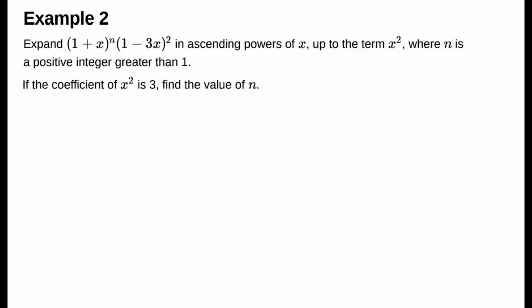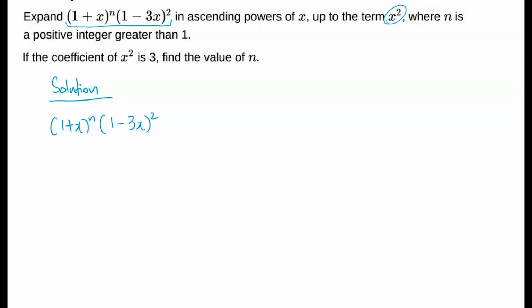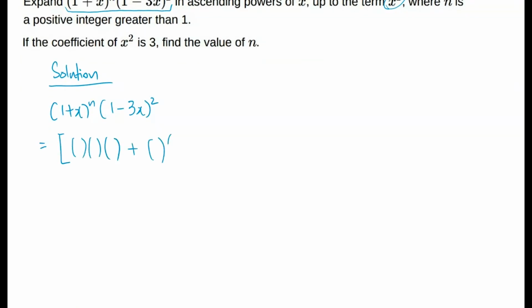In example 2, we have a product of expansions. And they want you to expand it in ascending powers of x up to the term x squared, where n is again unknown, but they say that it's a positive integer that is greater than 1. So let me just very quickly do this expansion. I want it up to x squared, so I only need x to the power 0, x to the power 1, and x to the power 2. So 3 terms plus dot dot dots.